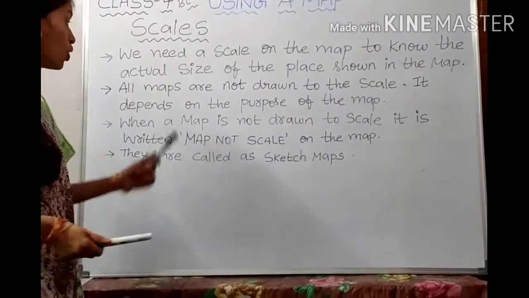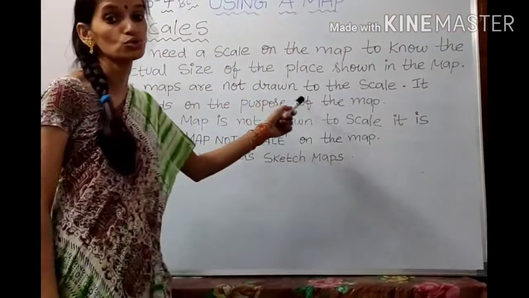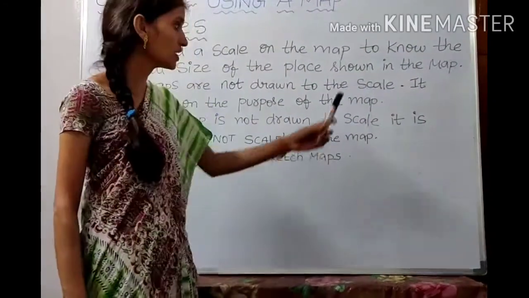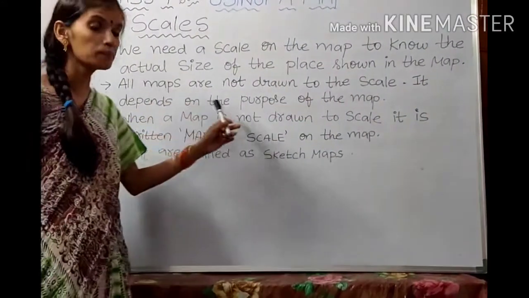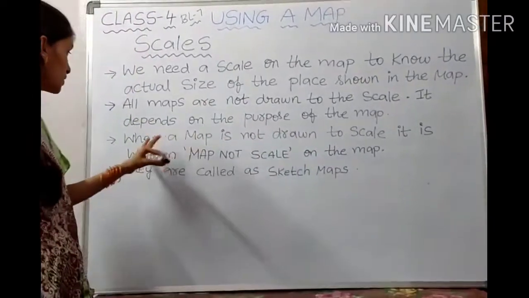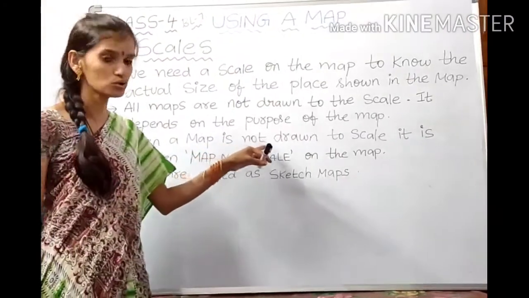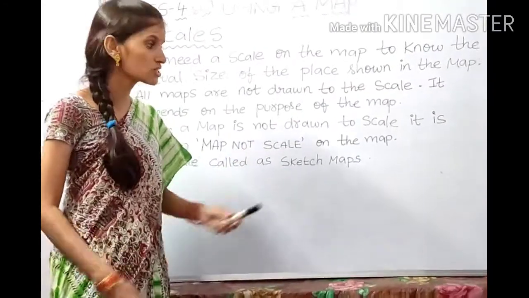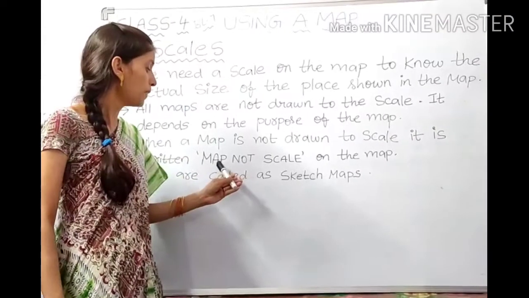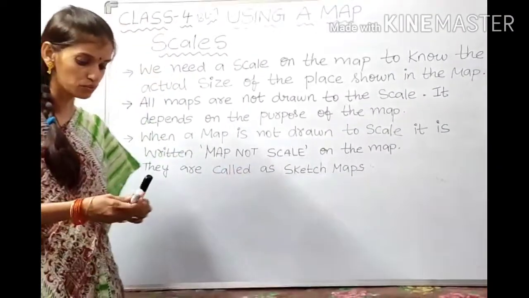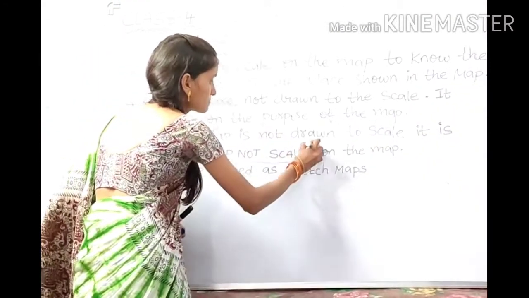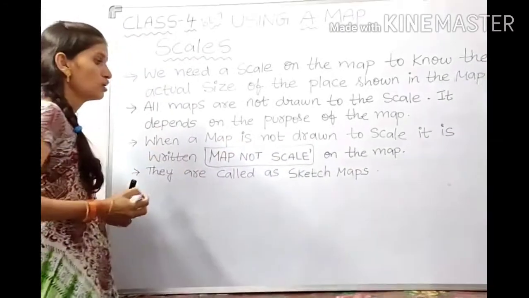And if you see, all maps are not drawn to scale. Every map will not be drawn with the help of a scale. It depends on the purpose of the map. When a map is not drawn to scale, it is written on that map: map not to scale.